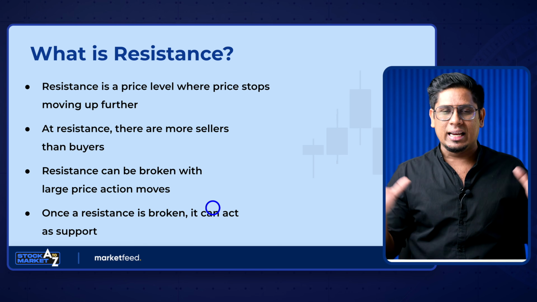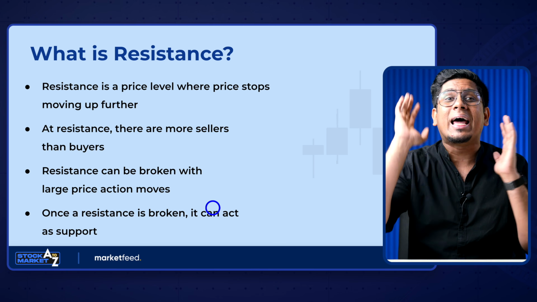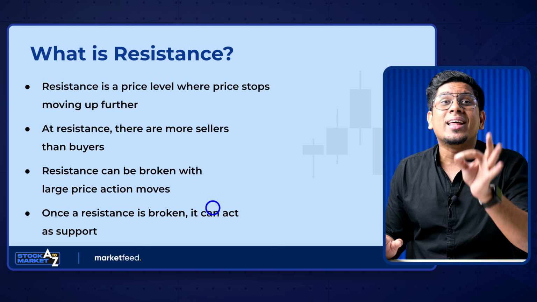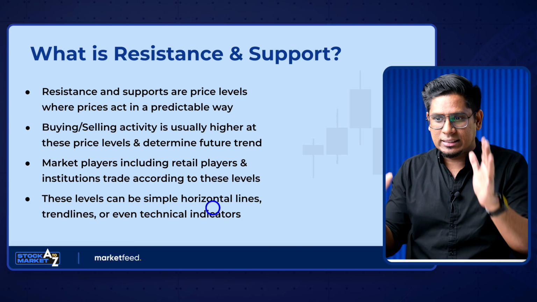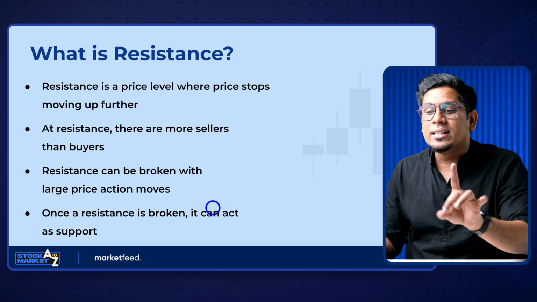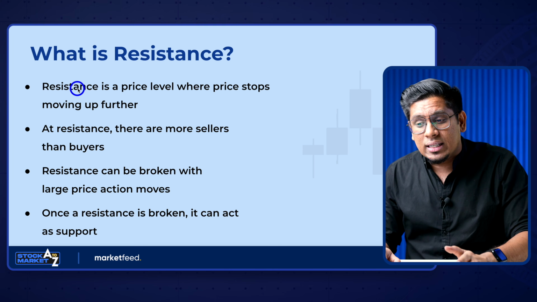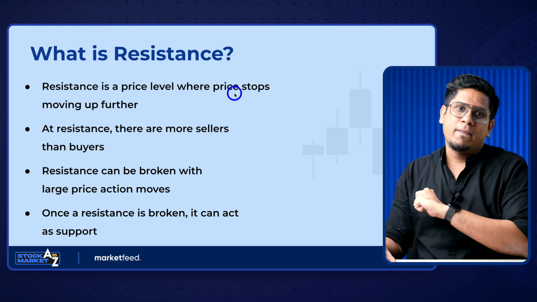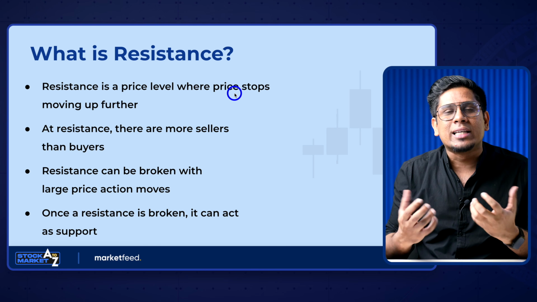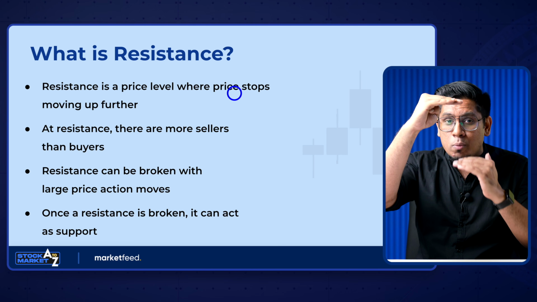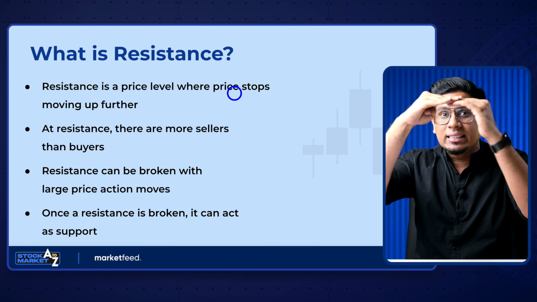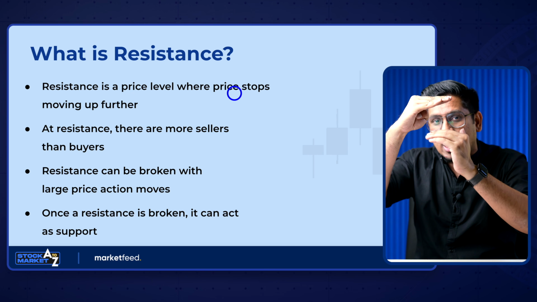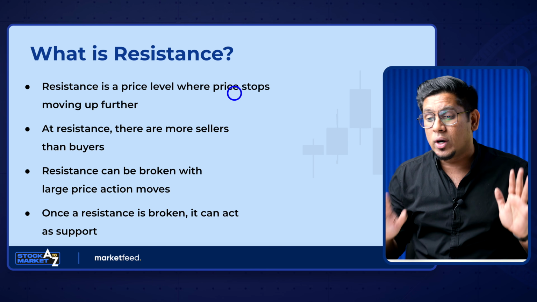So now you understand, basically, support and resistances are important price levels on a stock or on any instrument that you're looking into. Now let us read what resistance is. This was just an introduction. Now let us exactly understand what a resistance is. Resistance is an important price level where price stops moving up further. The literal meaning itself. Resistance is a price level where the stock moved up till there, then it takes resistance. Sellers get activated, buyers get weak, and then the stock starts moving down from there. That is what a resistance level is.